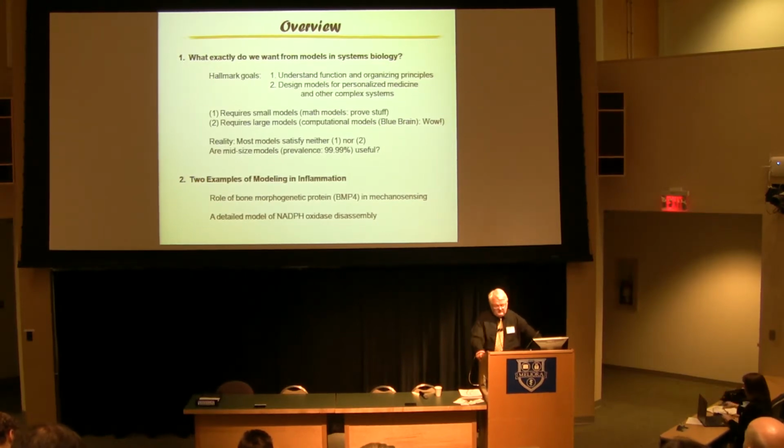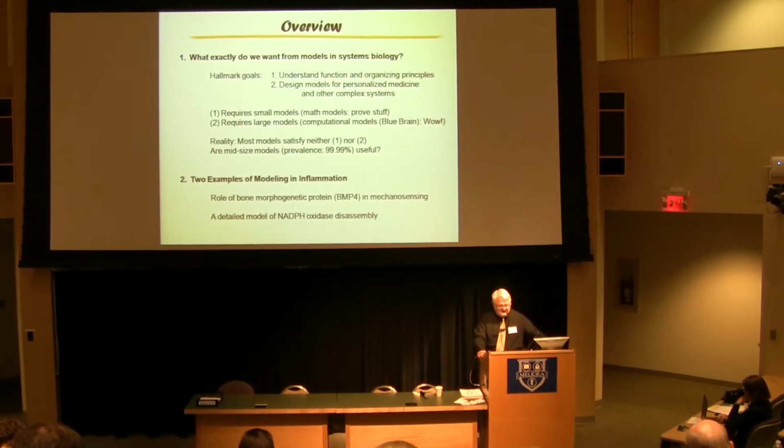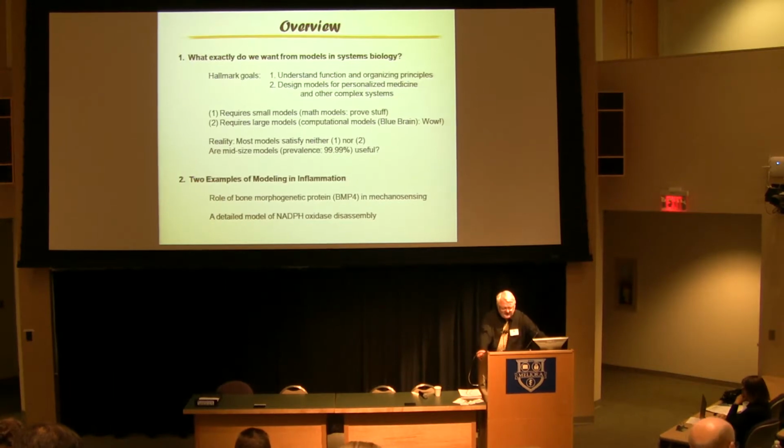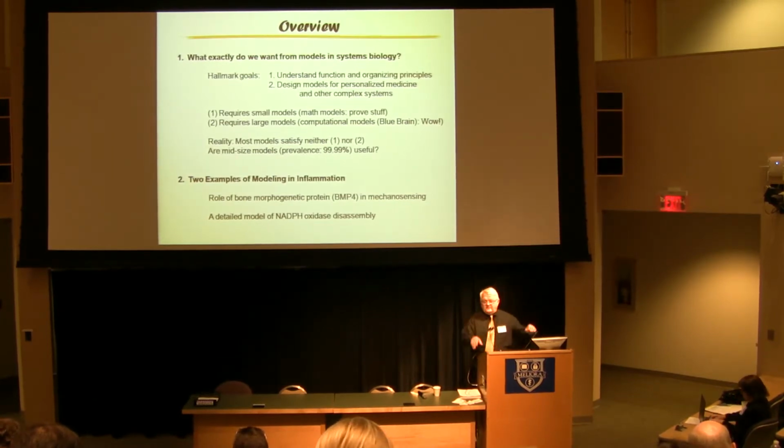One has to do with mechanosensing and atherosclerosis, and the other one is a more detailed model of handling oxidative stress and this enzyme NADPH oxidase. So if we look at what exactly we want to get out of it, and you ask systems biologists, or you go through the literature, it crystallizes into two camps.